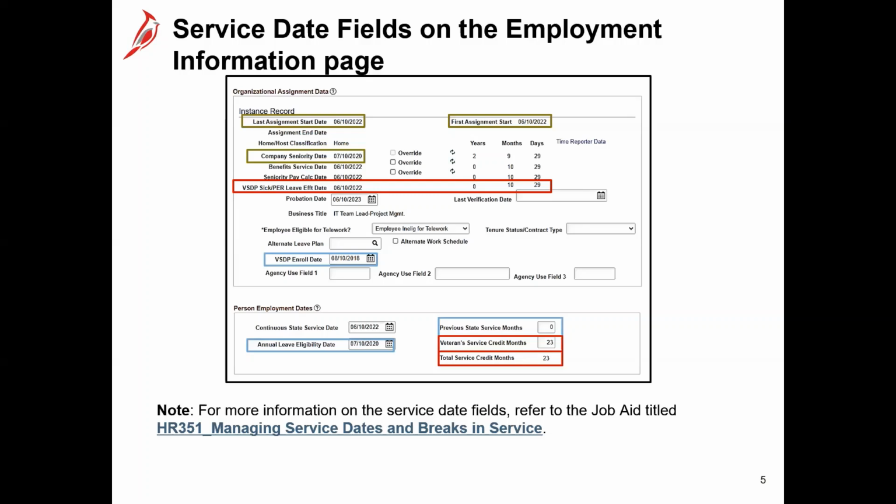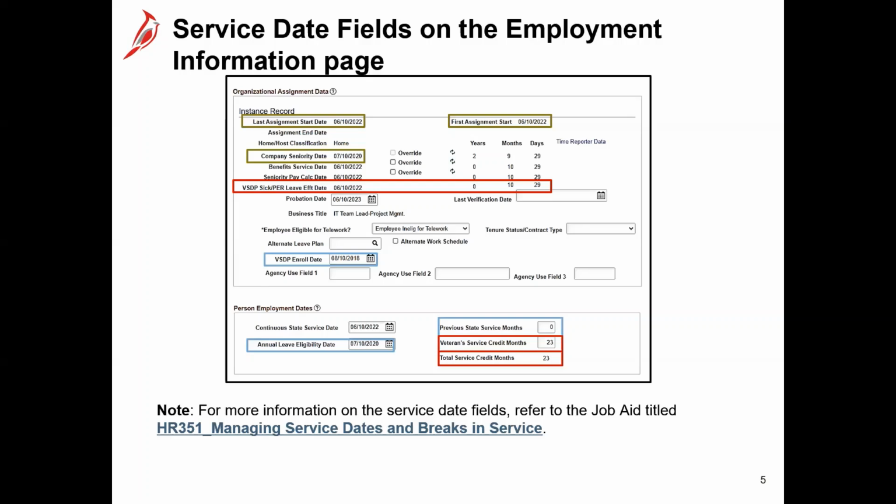To cover this page in its entirety, we do have a new job aid that is noted at the bottom, the HR 351 managing service dates and breaks in service job aid. That is located now on the Cardinal Project website. So if you have a chance after this forum, go ahead and download that new job aid and keep it on hand as you make these updates.